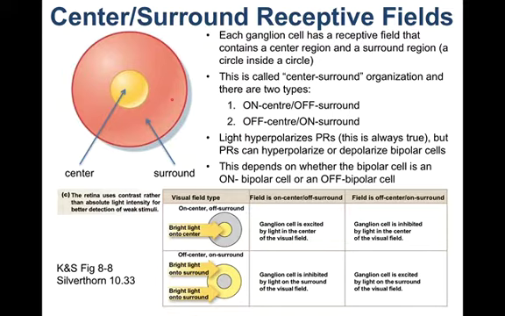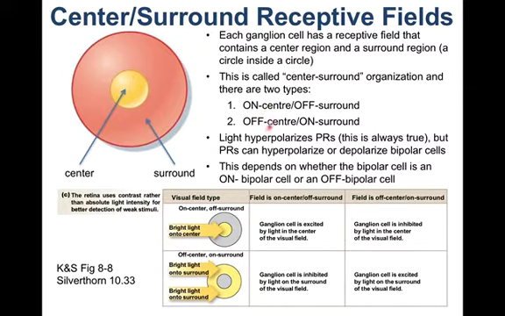And there's two different types of center surround organization that are important for us. One is an on center, off surround, and the other is an off center, on surround. And those names are not too complicated. They tell you pretty much exactly what's going on. In an on center system, you will excite the ganglion cell if you shine light in the center. And you will inhibit the firing of the ganglion cell if you shine light on the surround. It is therefore an on center, off surround.